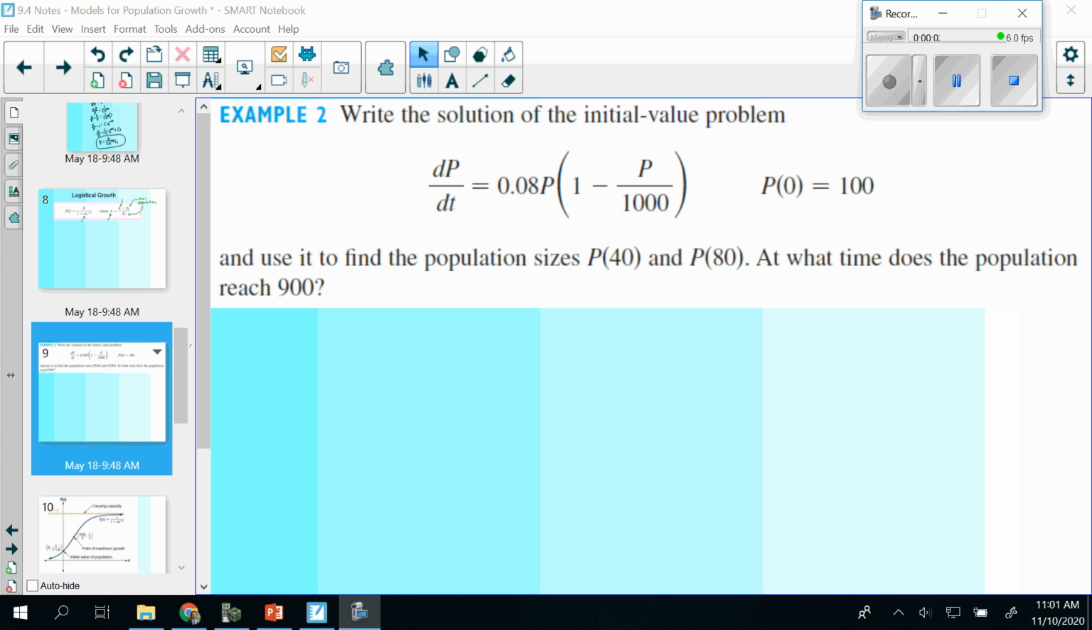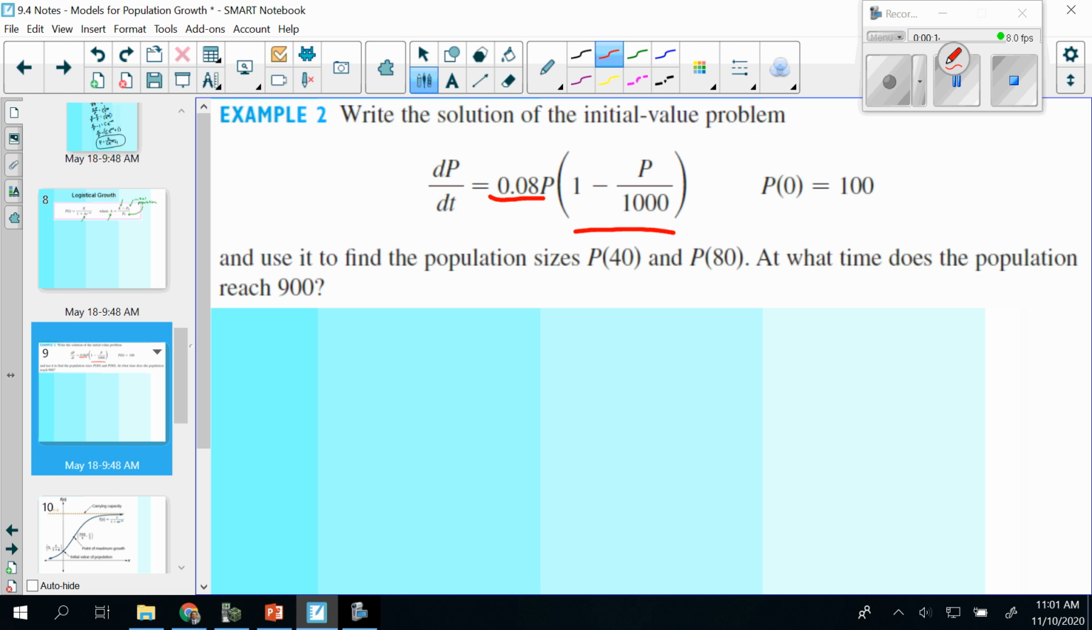All right, let's use this logistical growth problem to solve. Here they give us this differential equation. We can see it's logistical because it's not just directly proportional to P. We also have this information over here which tells us it's going to be one of those logistical ones where the initial population is 100. They want us to use this to find the population size at a time of 40 and a time of 80.